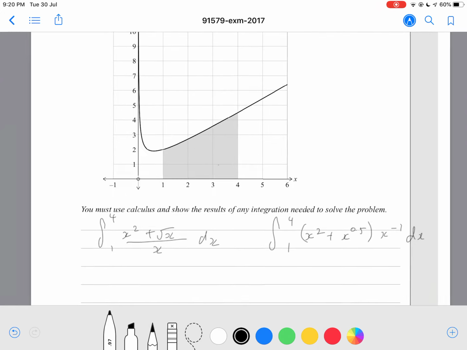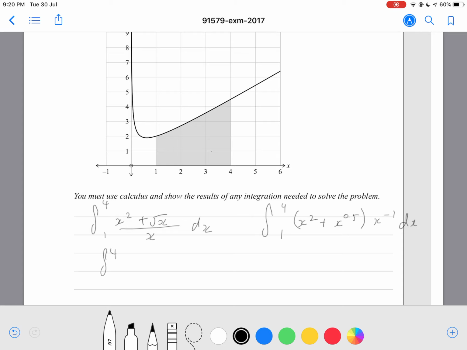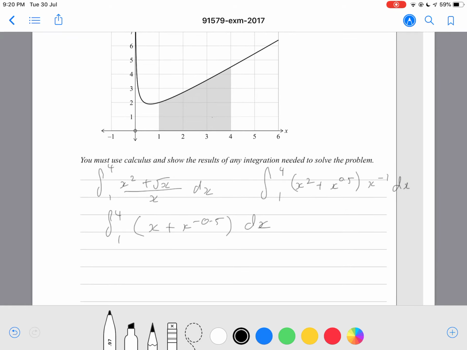Now we simplify a bit more. When you multiply powers, you add the powers. So 2 plus negative 1 just becomes x, plus x to the power of 0.5 plus negative 1, which becomes x to the power of negative 0.5, dx. Now we're ready to integrate. Now we have all the suitable requirements in order to integrate. So now it's really basic integration.